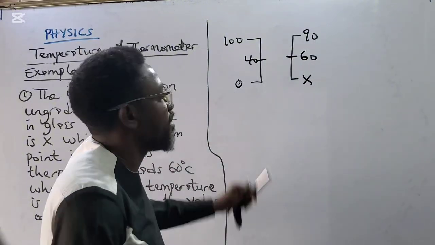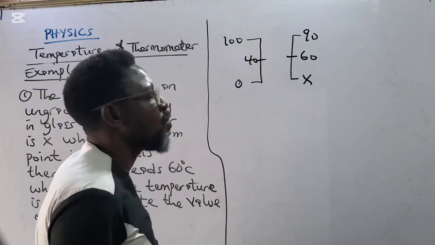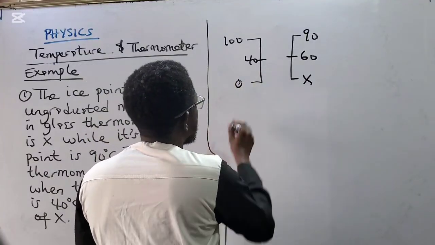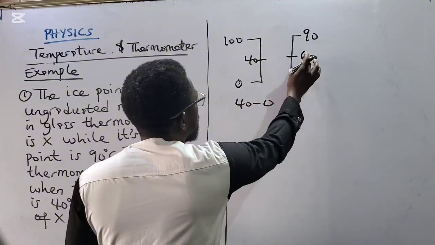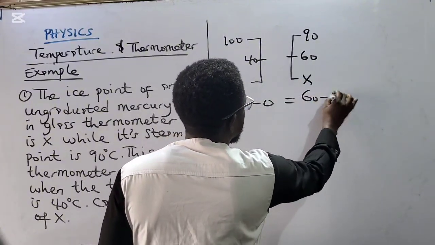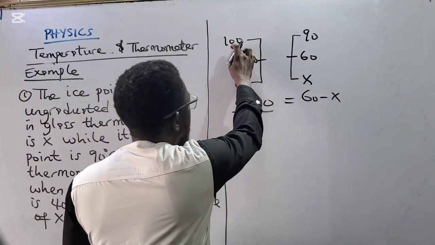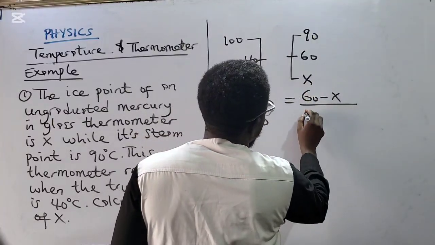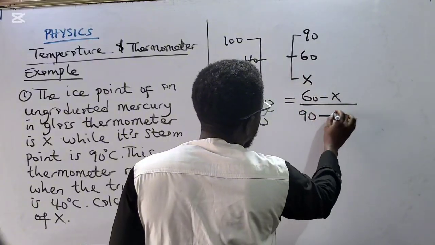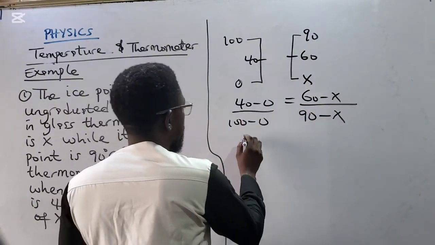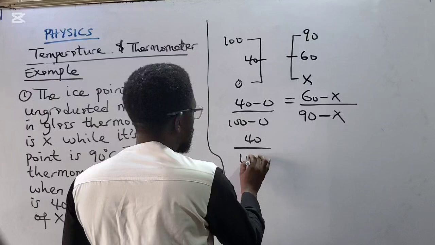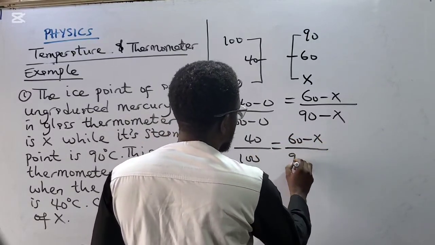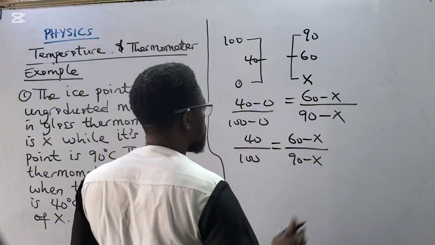Once we have this diagram, we can solve any question under our thermometer topic. So we subtract: 40 minus 0, 60 minus X, 100 top part minus 0, the same 100 which is the upper fixed point, and 90 minus X. We get 40 over 100 equals 60 minus X over 90 minus X. So now we cross multiply.